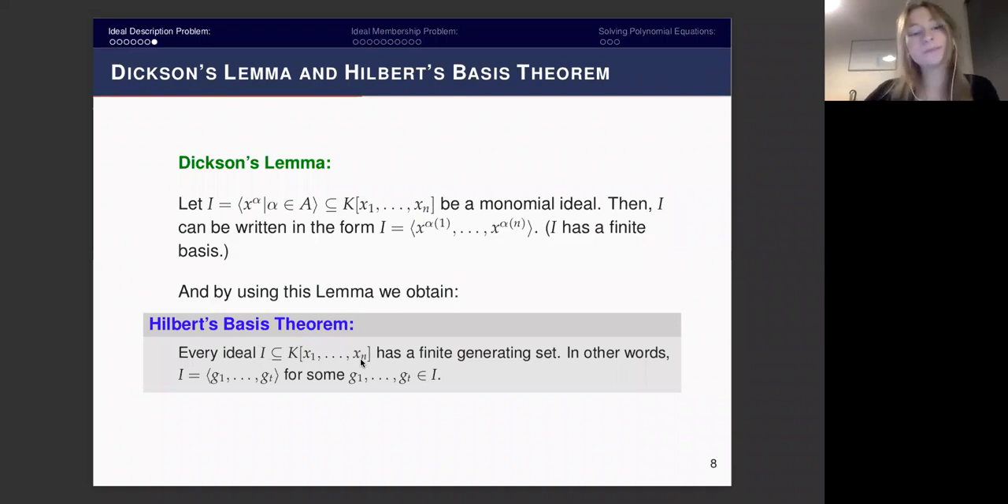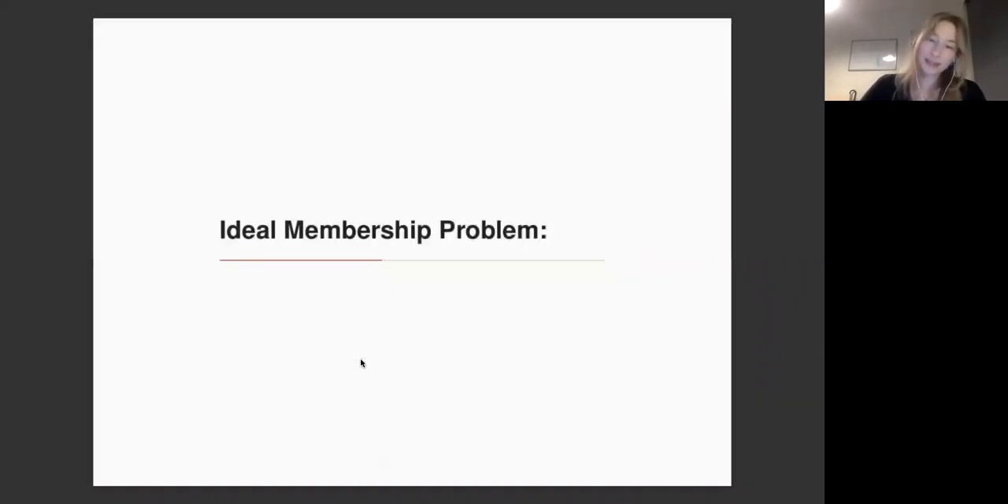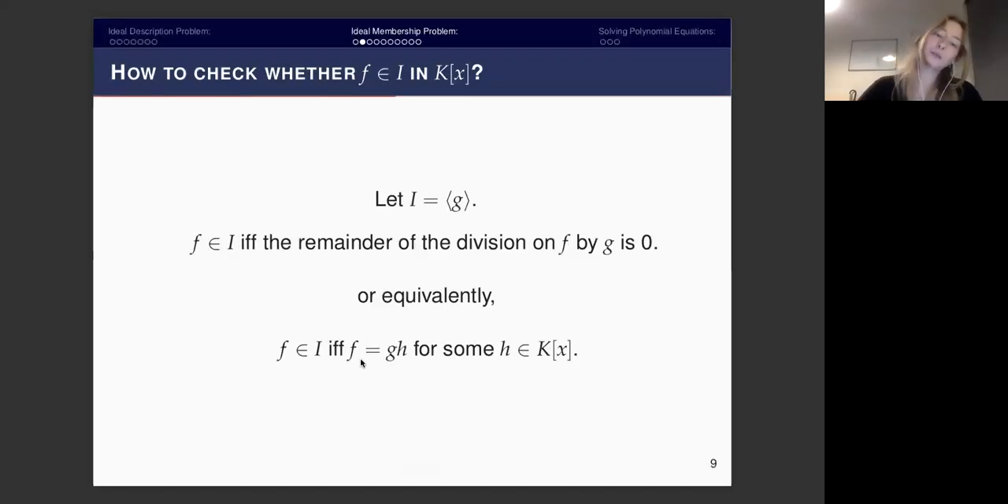To our second question. This was called the ideal membership problem, and it asks us to find an algorithm to decide whether some random polynomial f is in our ideal or not. Let's again check the single variable case. How do we know whether f is in some ideal I? We know that every ideal I is generated by a single element g. It is possible to find such a g. Then we say that f is an element of I if and only if the remainder of the division of f by g is 0.